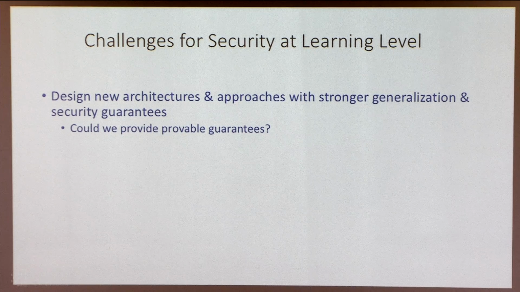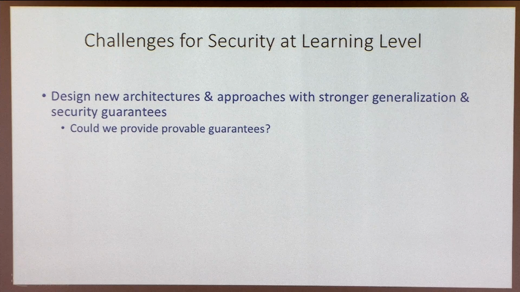As I mentioned about these adversarial examples, these are just examples showing that we are not yet learning resilient representations, and also that the architectures and approaches somehow do not have good generalization of security guarantees. So the question is, can we design new architectures and approaches with stronger generalization and security guarantees? And furthermore, could we, in certain cases, provide even provable guarantees? This is a question that we have started to investigate.